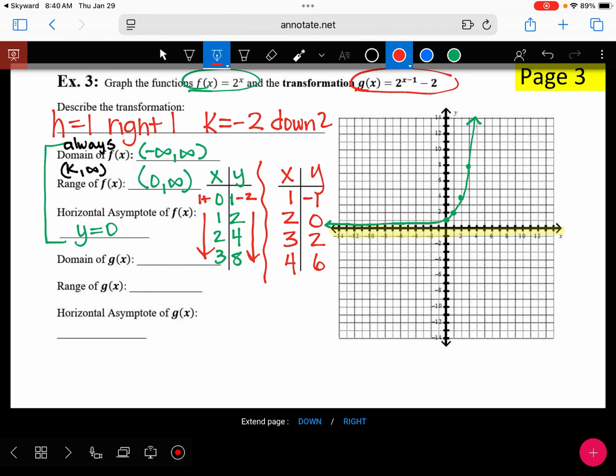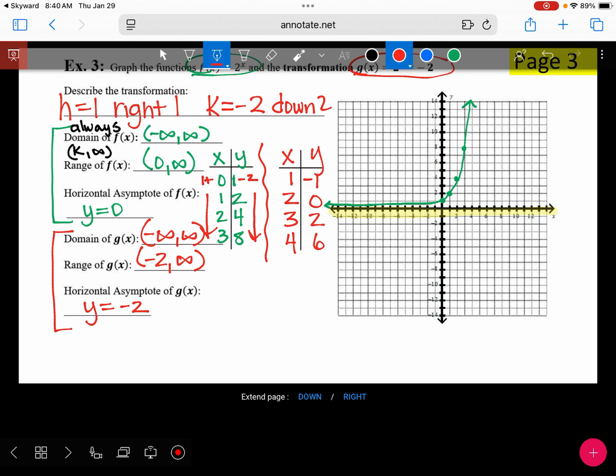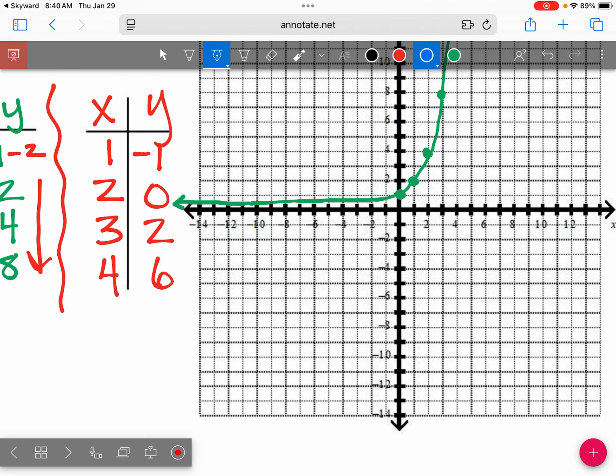So before we finish, let's answer these questions about that second graph. Again, this is always going to be the same. Now, because k is -2, that's going to change my range to -2 to infinity. And my invisible line, my horizontal asymptote, is going to be at y equals -2. So I'm going to draw in a line at y equals -2. So I like to draw it in right here. Go ahead and put in a dashed line to remind yourself that the second graph cannot touch that blue dashed line.